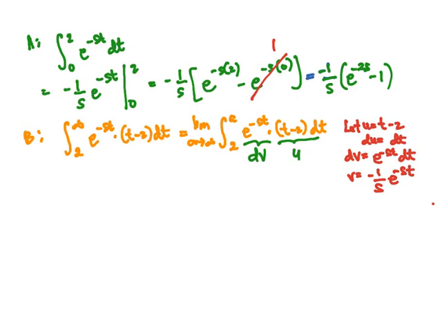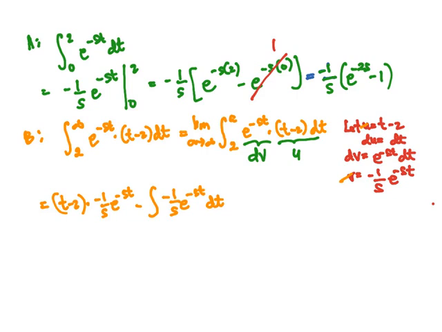Now, using the integration by parts formula, the integral is equal to u times v. So, you'll have t minus 2 times negative 1 over s e to the negative st minus the integral of v du, negative 1 over s e to the negative st dt. So, we are just integrating first indefinitely. So, once we integrate indefinitely, that's when we evaluate it from 2 to a.